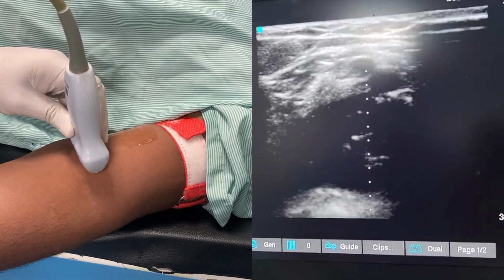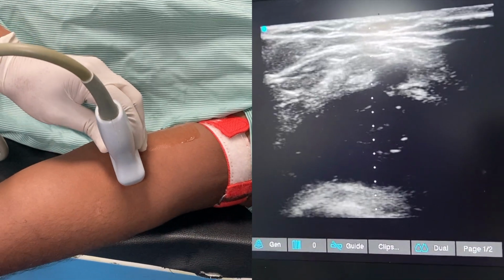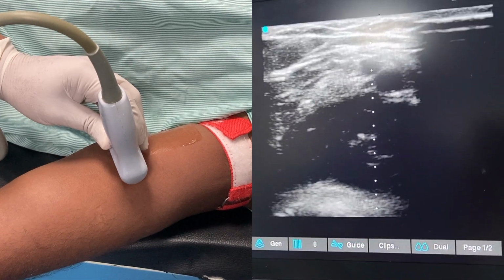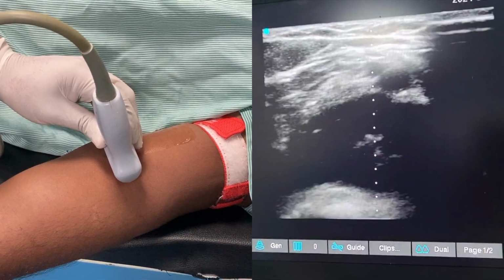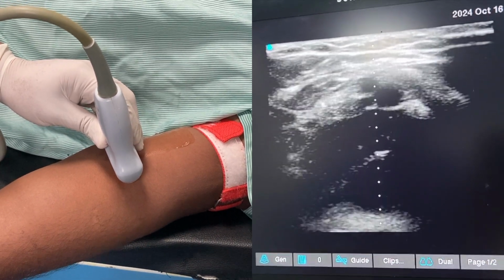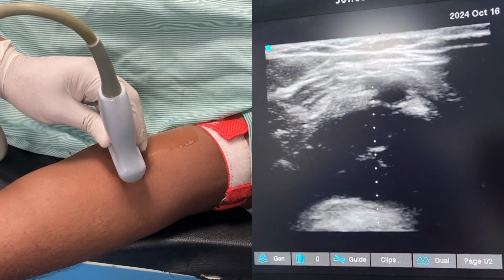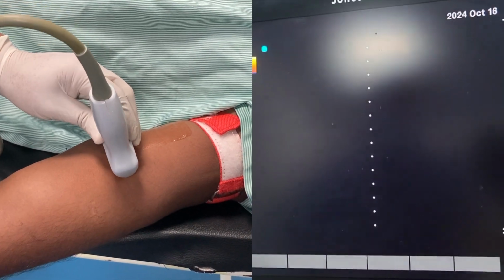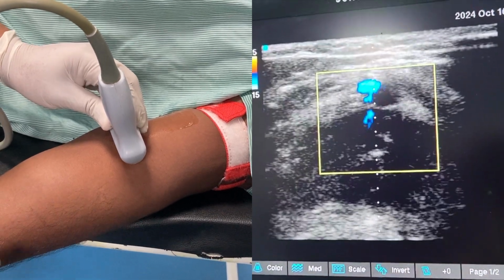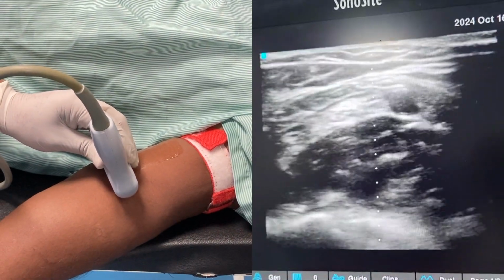And at the cubital fossa, you should try to bring the veins most superficially because it will make the IV cannulation easy. And here you can see a compressible structure, that is the vein, and a pulsatile structure, that is the brachial artery. And you can also apply the color Doppler. Here you can see a pulsatile structure, brachial artery, and another compressible structure is a brachial vein.